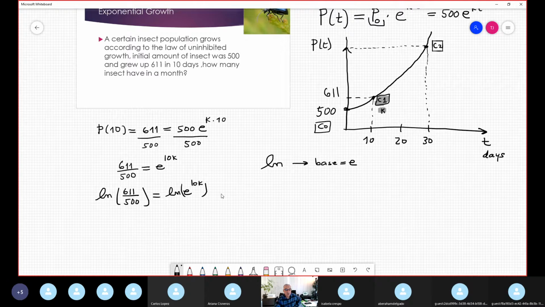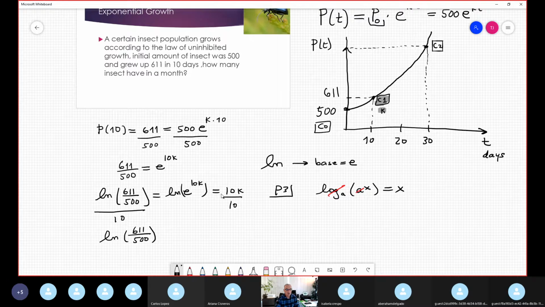It is obvious that this logarithm and this exponential, with the same base, undo each other because they are inverse functions, and the answer is 10K. This is similar to property number 3 that we studied in the last class. Let me refresh your memory: logarithm of any base of the exponential is equal to x. The interpretation is that logarithm and exponential cancel out. Now finally, divide by 10 both sides. We have natural logarithm of 611 over 500, divided by 10, is K.